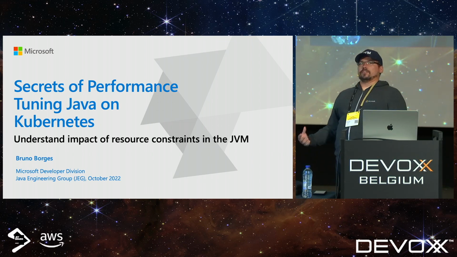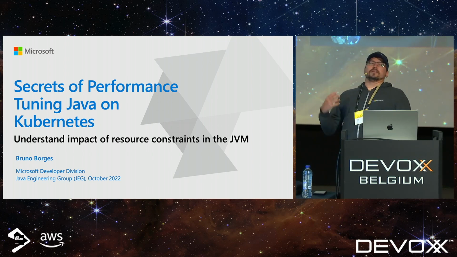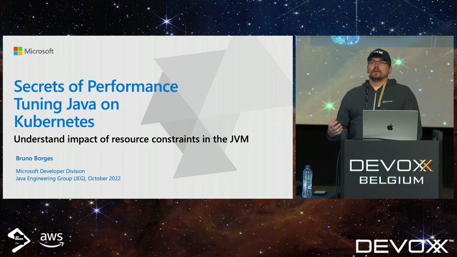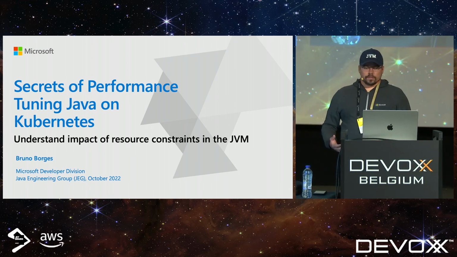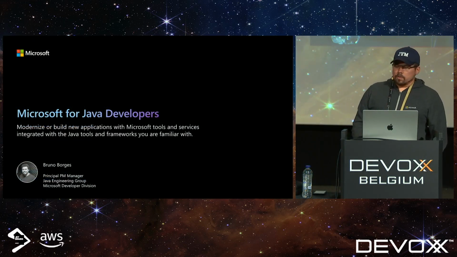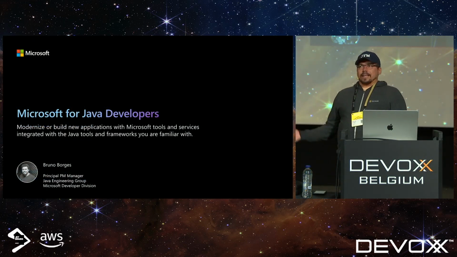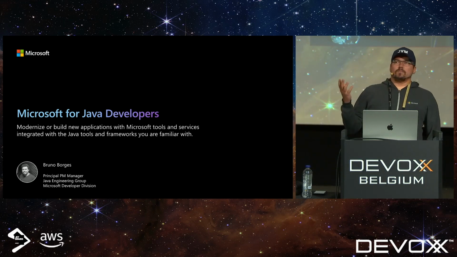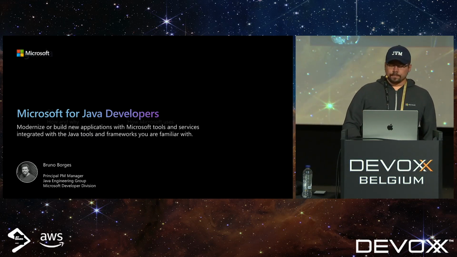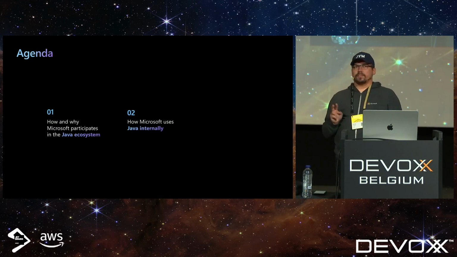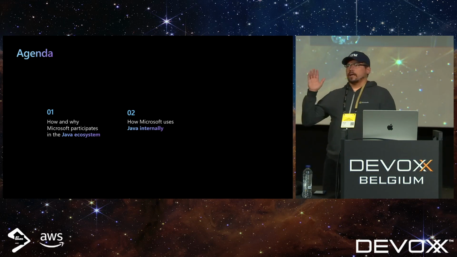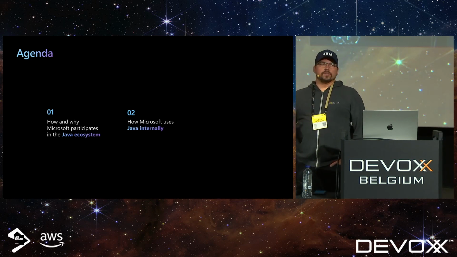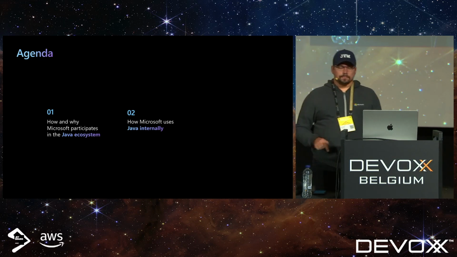because we from the Microsoft Java Engineering Group really want to share some information with you all to understand why we have a Java engineering group at Microsoft and why we are so invested in the Java ecosystem. So, of course, Microsoft has a cloud, Microsoft has tools, but what is this thing, Microsoft for Java developers? And we like to talk about two things here. How and why we participate in the Java ecosystem, and how we are using Java internally inside Microsoft.